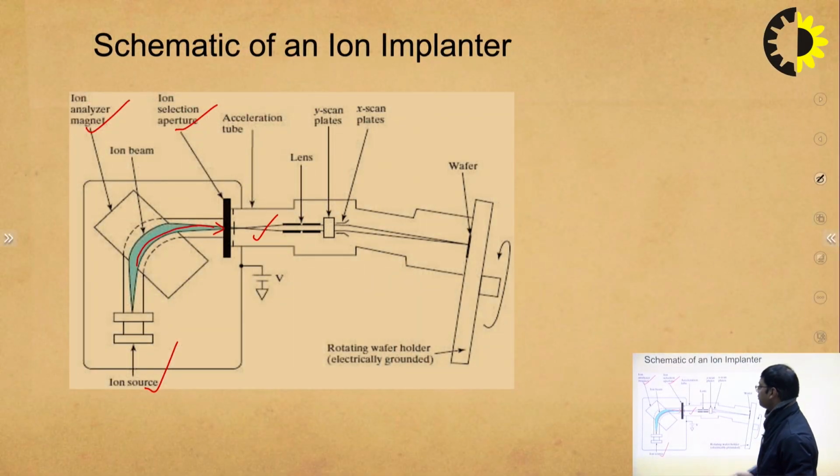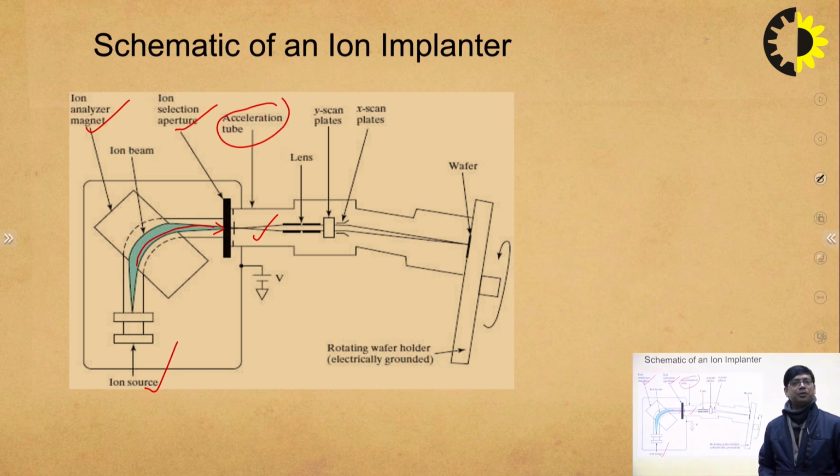Now after this we have an acceleration tube. The purpose of this acceleration tube is to provide sufficient energy to the beam, because the energy that is provided to the beam decides at what depth the dopants go into the wafer. The higher the energy, the more the depth into which the dopant beam can penetrate into the wafer. The lower the energy, the lower the distance they travel inside the wafer.